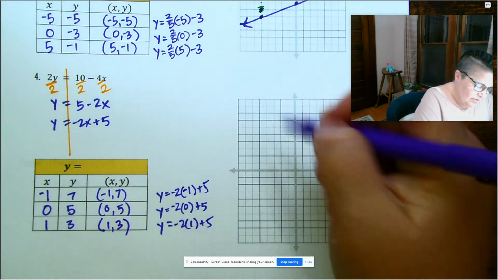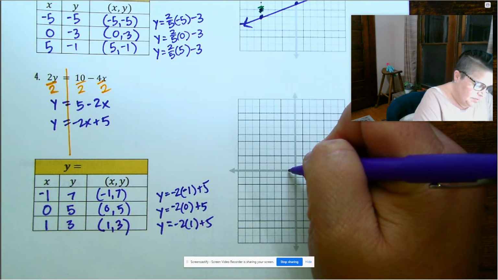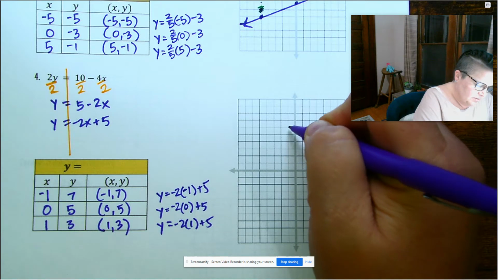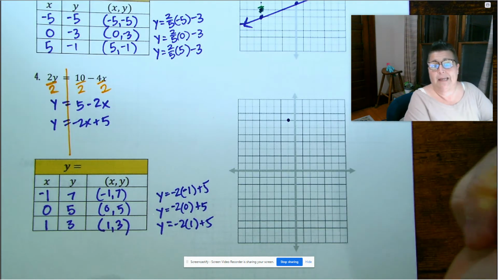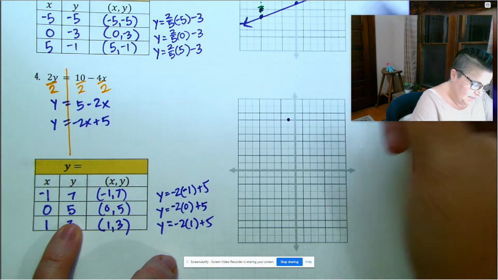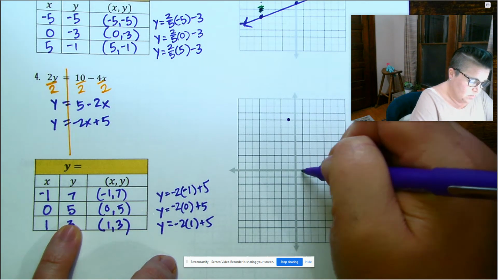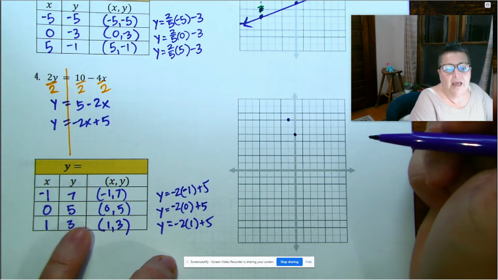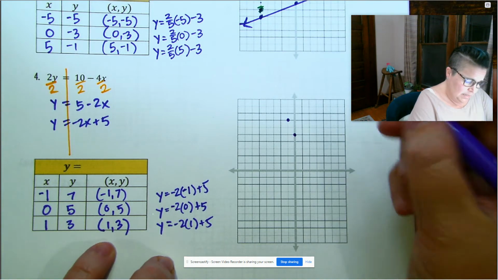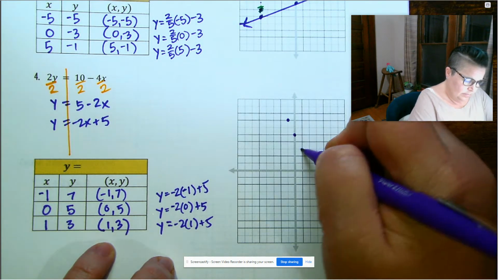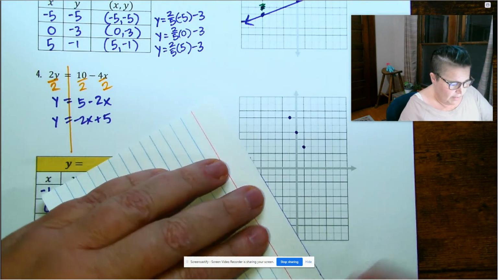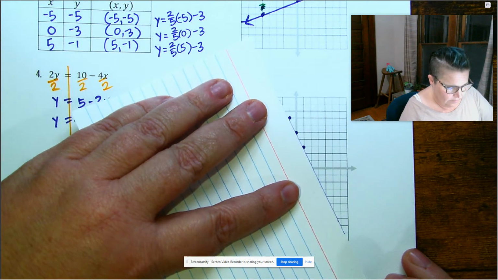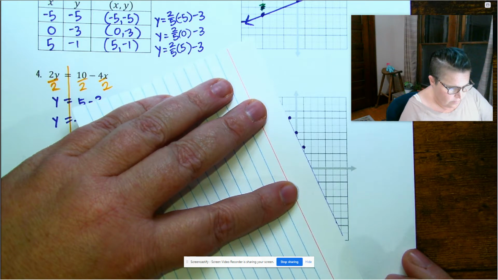Plotting those on the graph, I have a -1 and then up 7. 1, 2, 3, 4, 5, 6, 7. Look at me slowing down to count it right. 0, 5 is my second point. So starting at 0, 0, I don't go left or right, and then I go up 5. 1, 2, 3, 4, 5. And my third point is at 1, 3. That's right 1, up 3. There we go. This gives me my line. Those 3 points do line up. There we go. I'm trying to get them in a nice line, and then I can graph it.